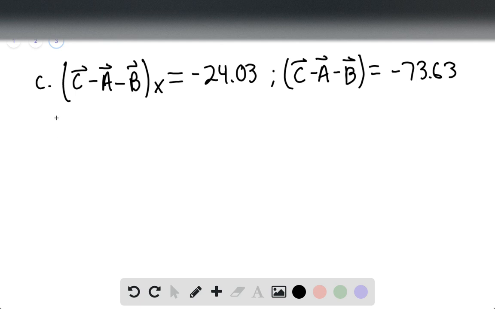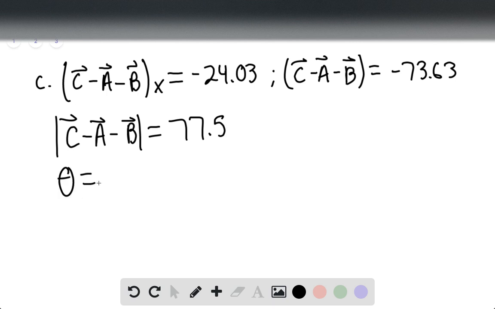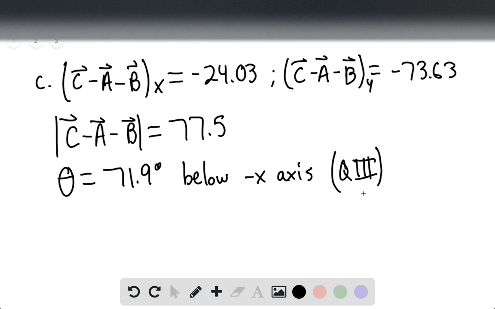So here, the magnitude is going to be the exact same because the magnitudes of the x and y components are the exact same. So this will be equal to, again, 77.5. And then theta will be exactly the same angle measure. However, we have a negative x component and a negative y component. So essentially, this is going to be in the third quadrant. So it will be 71.9 degrees. However, now it's going to be below the negative x-axis. So again, quadrant 3. And that is the end of the solution. Thank you for watching.